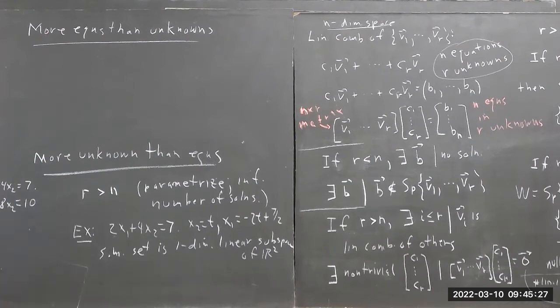Now, if you go to 3 variables, I didn't want to write 3 just because of room, but if I had an x3 in here and an x3 in this equation, the left side was a multiple of the other left side, and the right sides weren't multiples, then I'd have r less than n, but I have a system that doesn't have any solutions. Okay? So there's no x1, x2, x3 that will make both equations true.